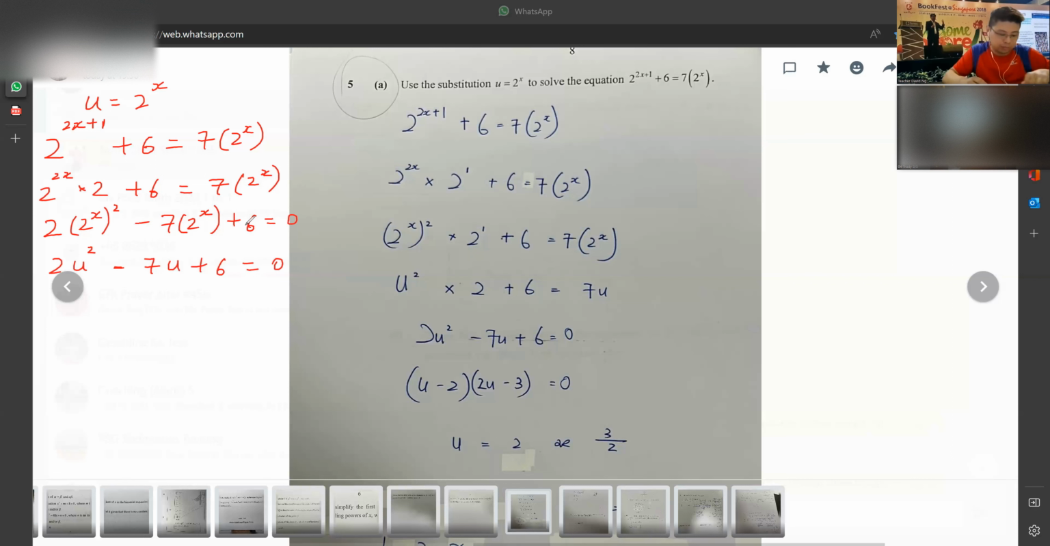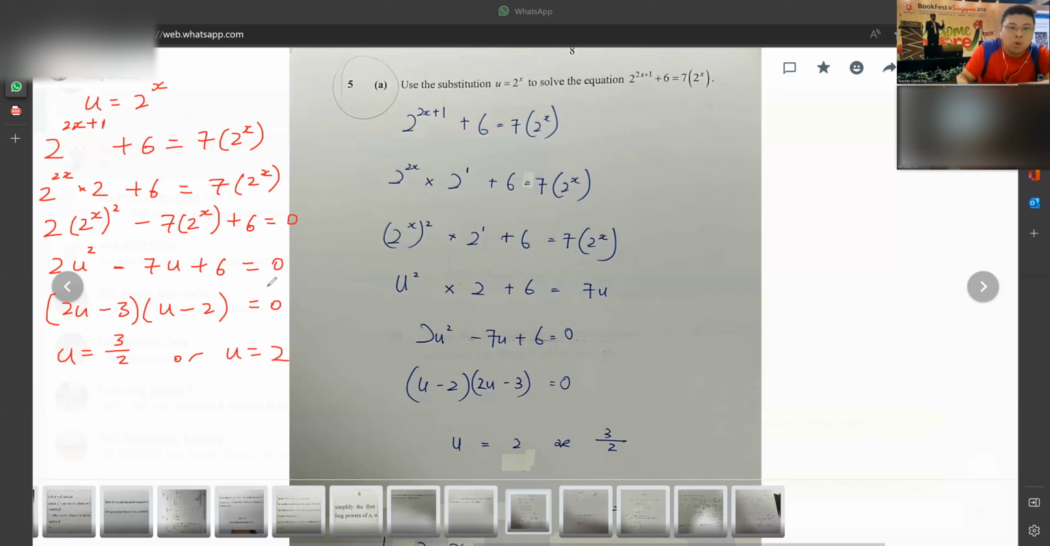Then after that, we continue to solve this quadratic equation first. You'll end up with 2u minus 3 and u minus 2. So u will then be 3 over 2, or u is equal to 2.